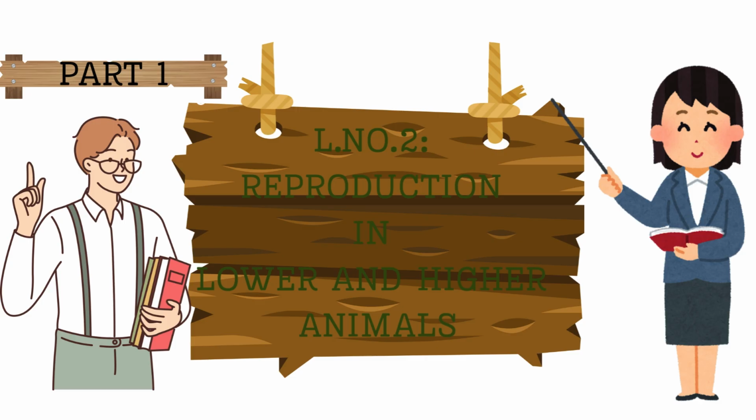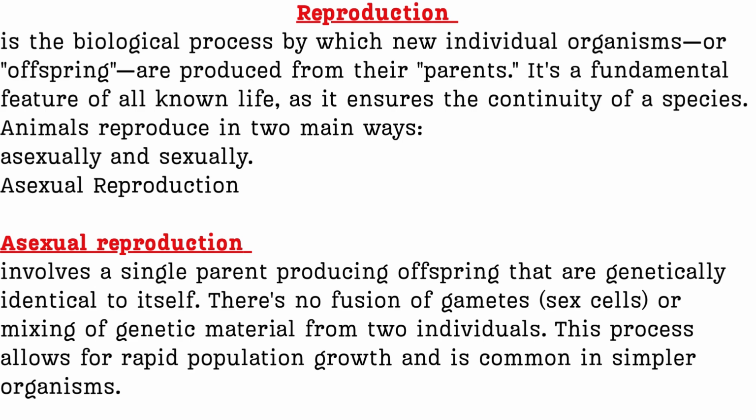Lesson number 2, reproduction in lower and higher plants. Part 1. Reproduction. It is a biological process by which new individual organisms or offsprings are produced from their parents. It is a fundamental feature of all known life as it ensures the continuity of a species.